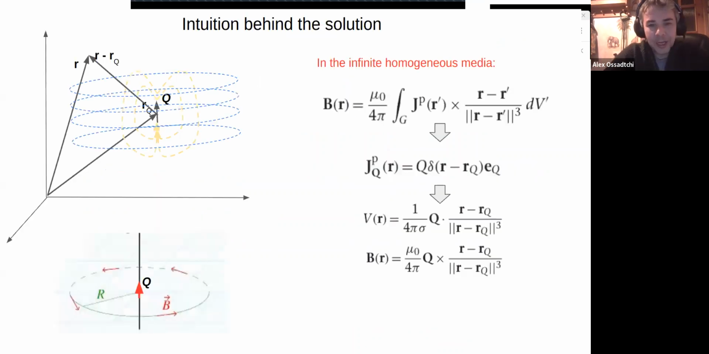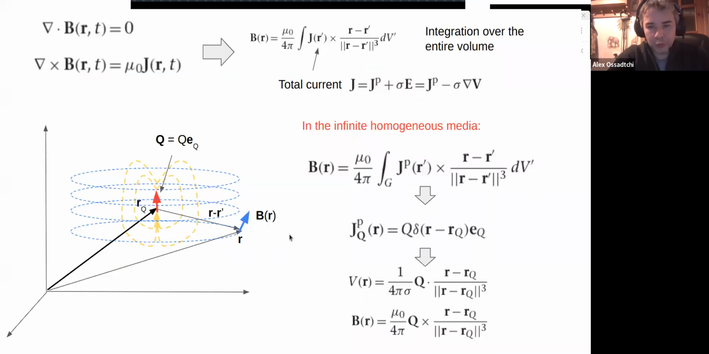So that was a closed form solution, basically a school-level formula for an electric potential and the magnetic field due to a source located at location RQ as measured at location R.